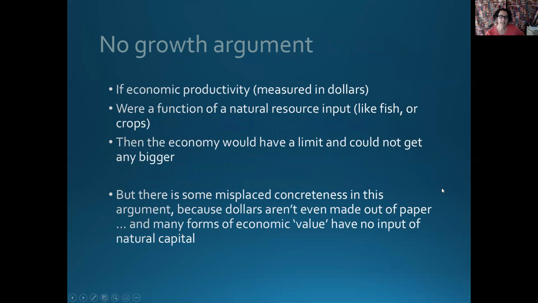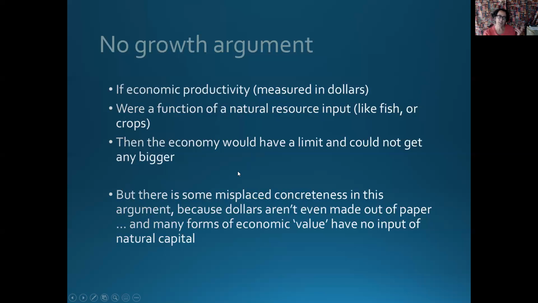And then finally, I want to get to the no growth argument. If economic productivity were a function of natural resource input, then the economy would have a limit and could not get any bigger. So you could not have that 2% growth in the economy every year. And to the extent that those two ifs are true, we have to say that's also currently true.